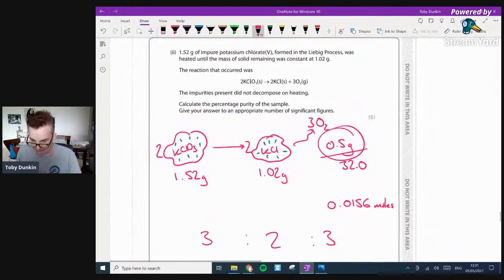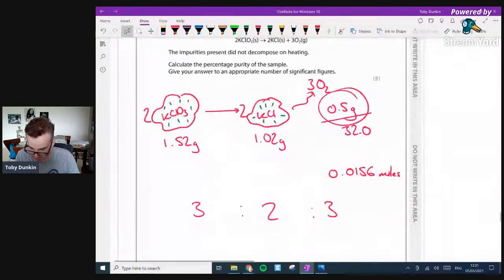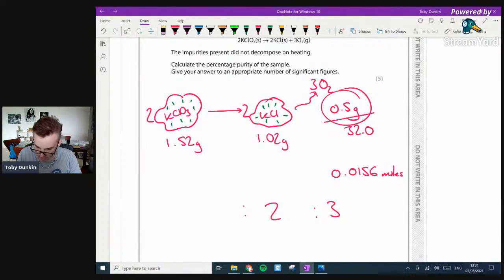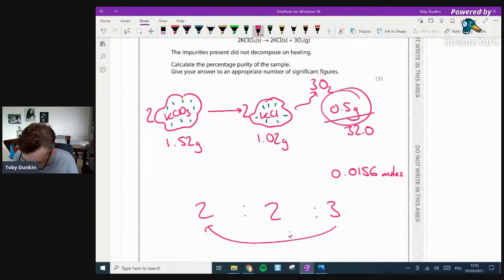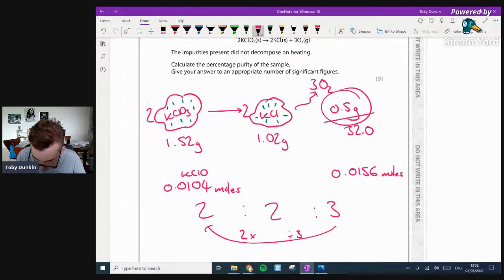Now the ratio in the equation is 3 to 2. We're trying to find out how impure it was, its percentage impurity. Sorry, it's a 2. So what I now need to do is go from here to here. Divide by 3, times by 2. And I now get 0.0104 moles of potassium chlorate. That's how much there was that decomposed.